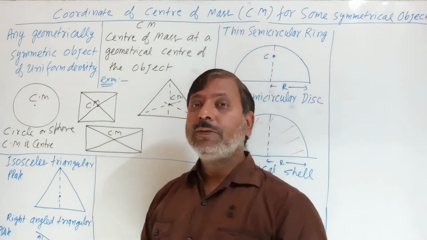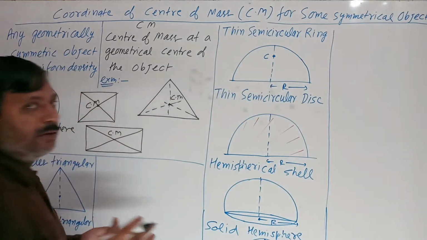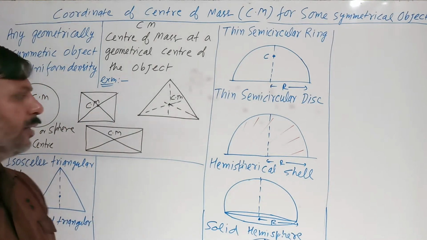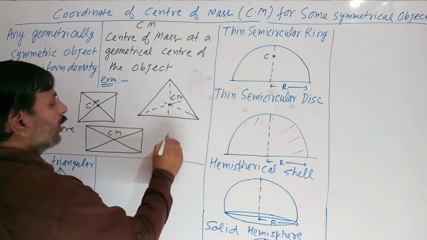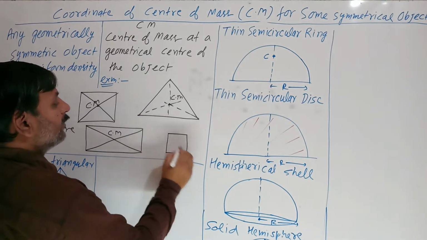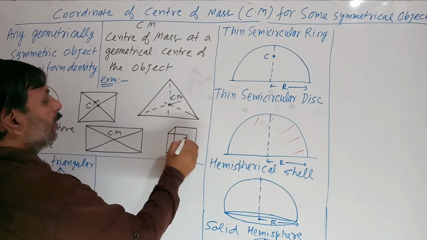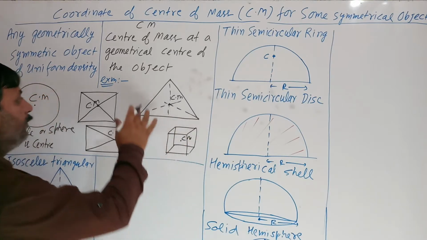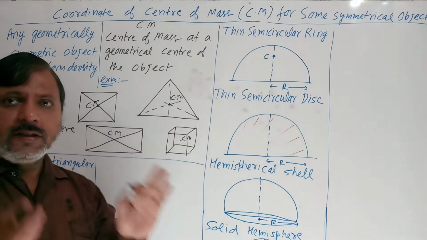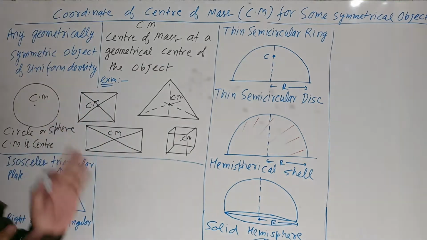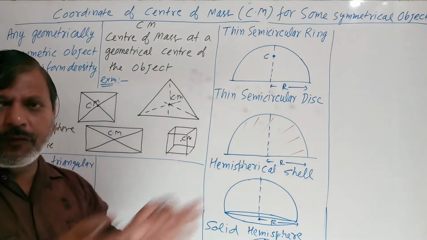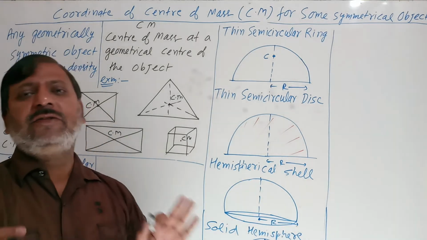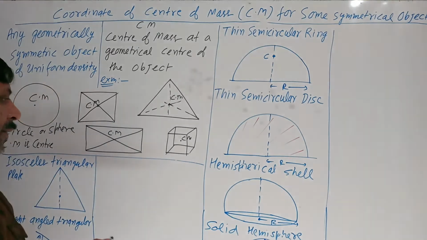If we take a cube, it also has a geometrical center where the diagonals intersect. So that will be the center of mass. The geometrical center of the cube will be the center of mass. If an object is geometrically symmetrical and uniformly distributed, its geometrical center will be the center of mass.